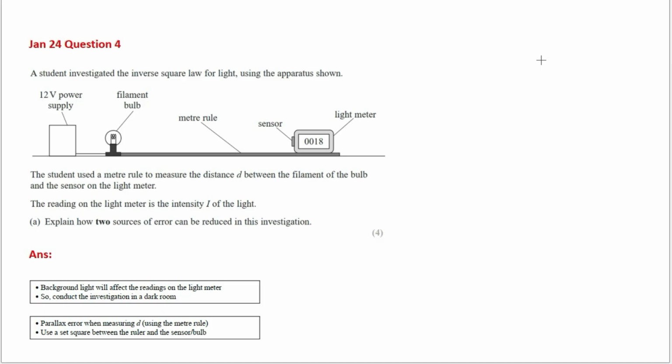Plus, a set square will allow you to identify from which point you start taking the measurements. So you can place your set square over here because you want to take readings from the filament, and this is your sensor, and then you place the meter rule in between these 2 points. This is where you place your meter rule.